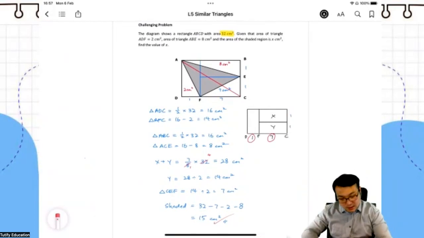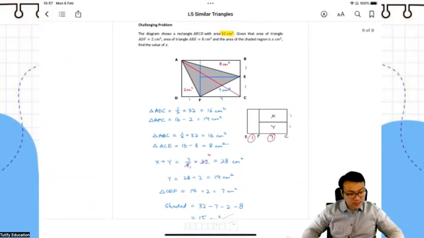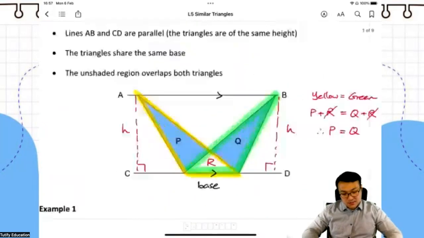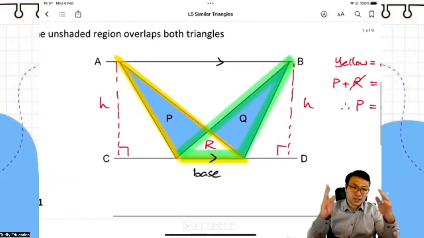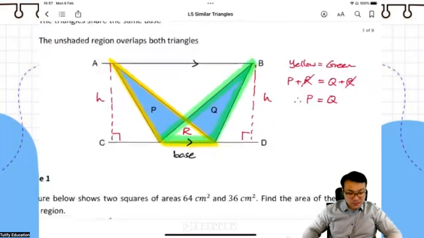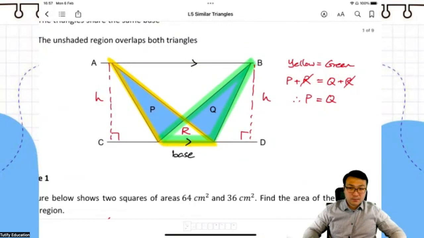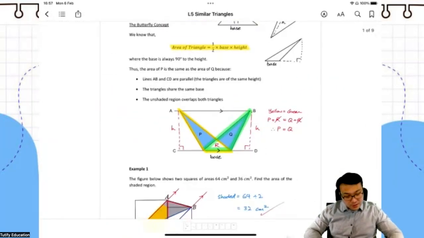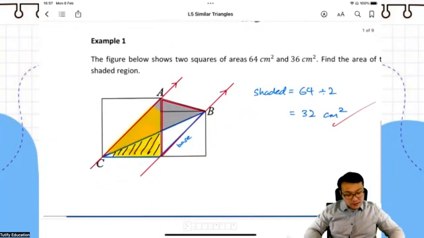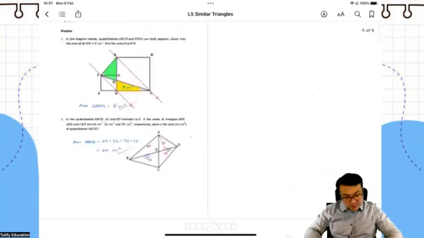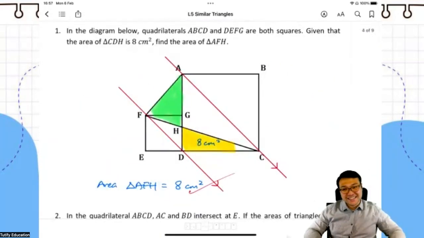Okay, so students, after doing this worksheet with you, what I realized is that the butterfly concept is easy to understand. But what is difficult is to spot the butterfly in the first place. Many of you had trouble spotting this butterfly. Then some of you also had a problem spotting this butterfly. So even though we learn the butterfly concept, please make sure you know how to spot the butterfly.